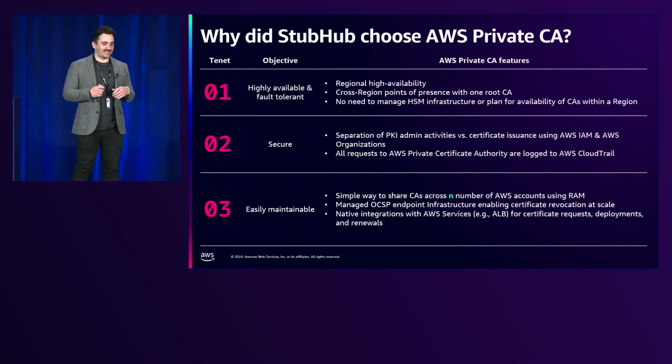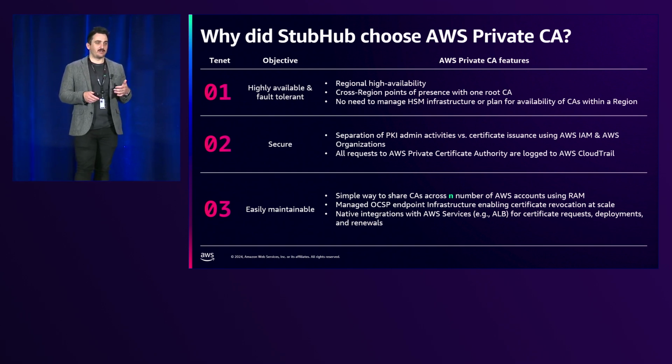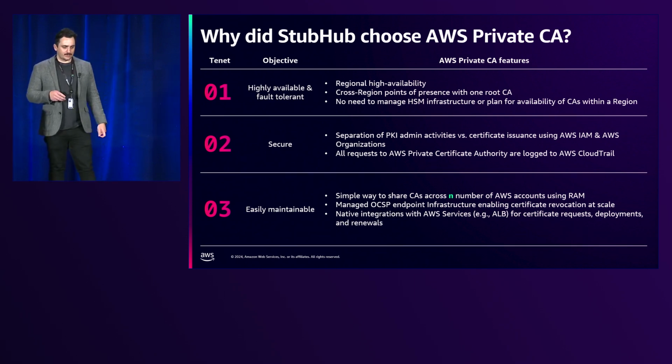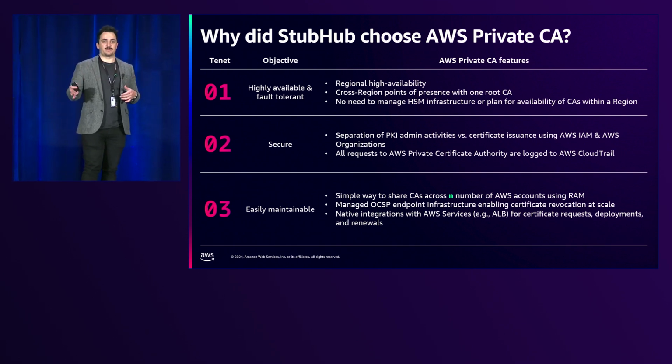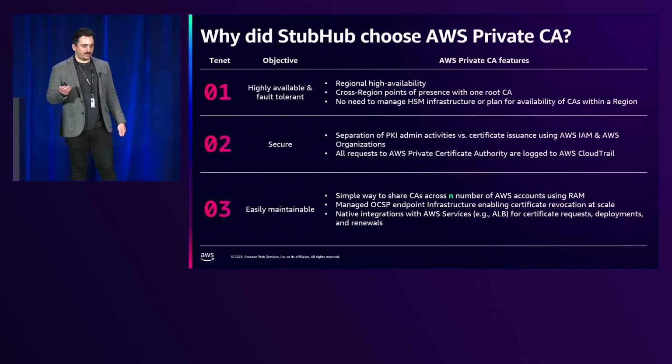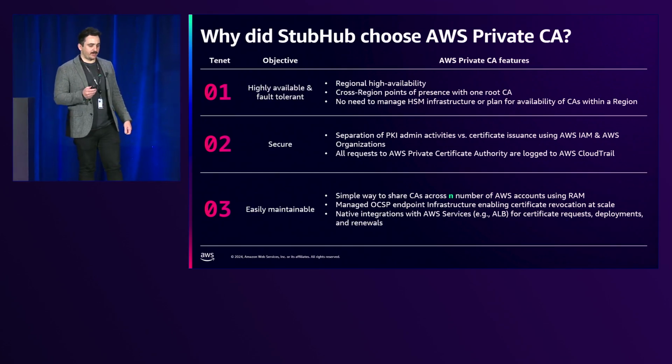We also wanted cross-region points of presence with a single root certificate authority, which we could indeed do using AWS Private Certificate Authority. In addition to that, we didn't want to have to plan for high availability when it came to generating key material from a hardware security module or OCSP infrastructure and all that good stuff. Next, we'll talk about one of the reasons why we chose it from a security perspective.